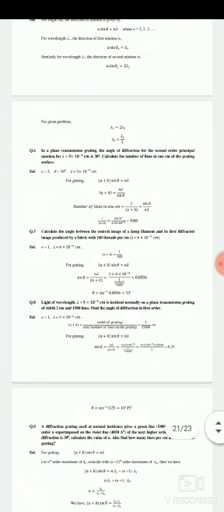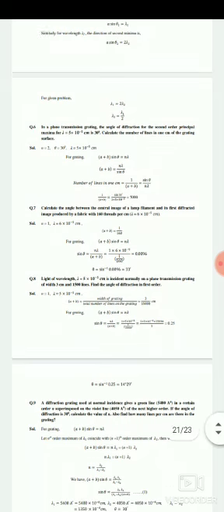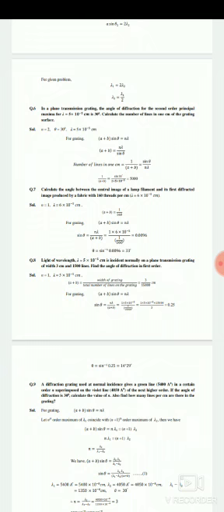Question number 6. For a plane transmission grating, the angle of diffraction for the second order principal maxima for lambda 5 × 10^-5 centimeter is 30 degree. Calculate the number of lines in 1 centimeter of the grating surface. Here, n is equal to 2, theta is equal to 30, and lambda is equal to this.